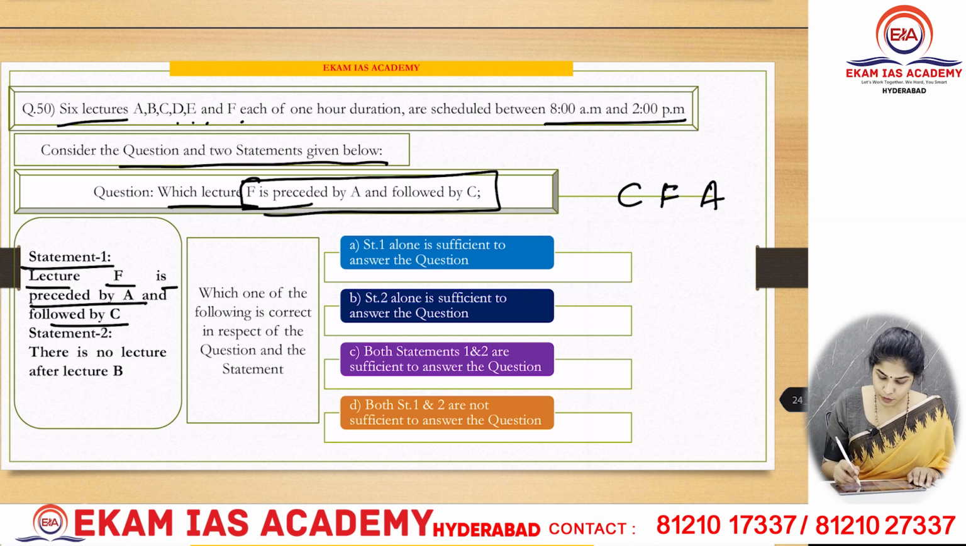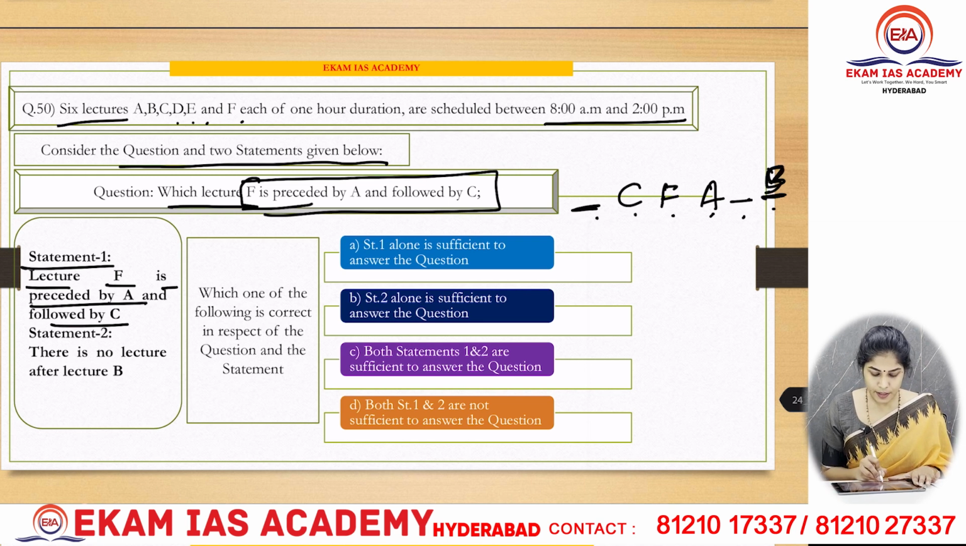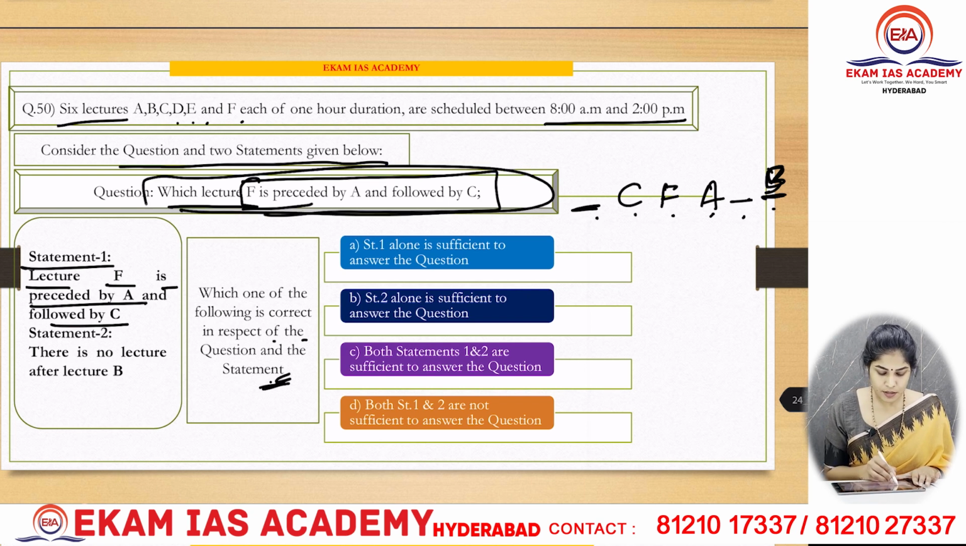There is a possibility of writing here like this. There are no lectures after B. So 1, 2, 3, 4, 5, 6. There is no lectures after B. Which of the following is correct in respect of question and statement? Let me check with the question. This is wrong, I think.